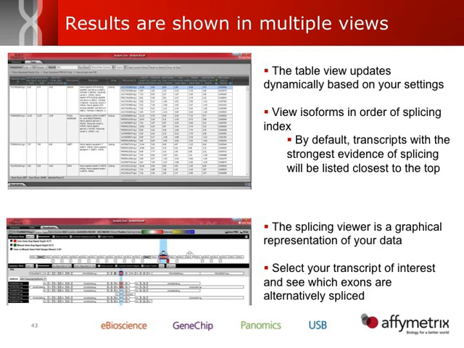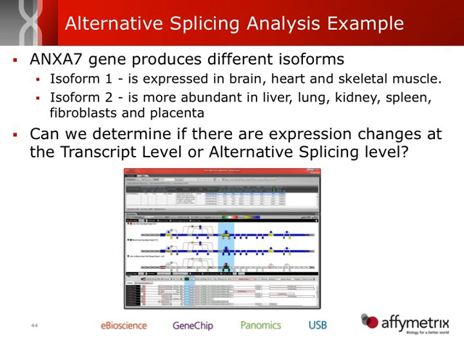So let's look at one example of how you would see an alternative splicing event by using the Transcriptome Analysis Console software. This particular example comes from the liver versus muscle data set, and that data set is publicly available on our website. You can download it and do the analysis yourself and confirm these results right on your own laptop in your office.